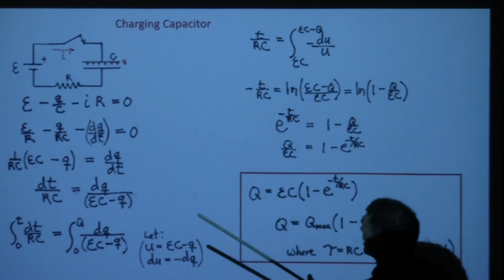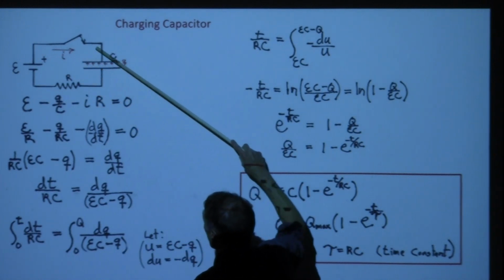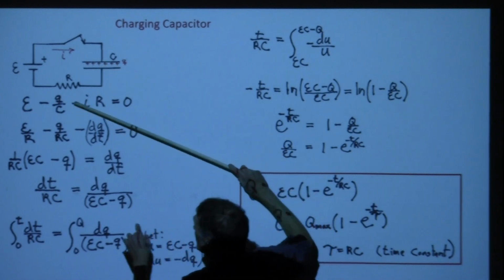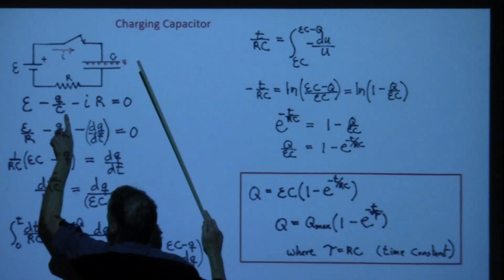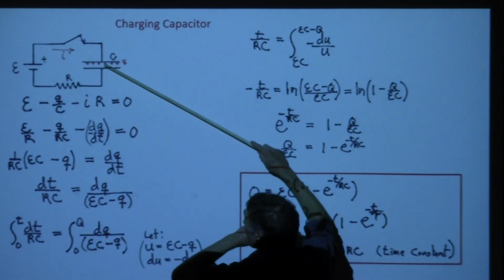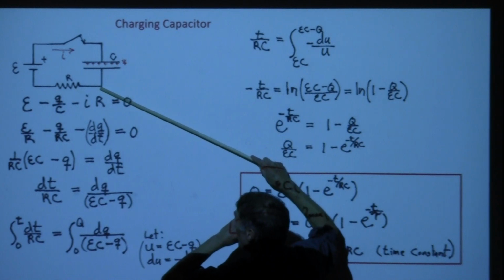Now let's just look for a moment here at what's going on. When I first throw the switch here, this capacitor has no charge on it, and so there's really no term here, and we really just have E equals IR. It's acting like just a simple wire when I first throw the switch.